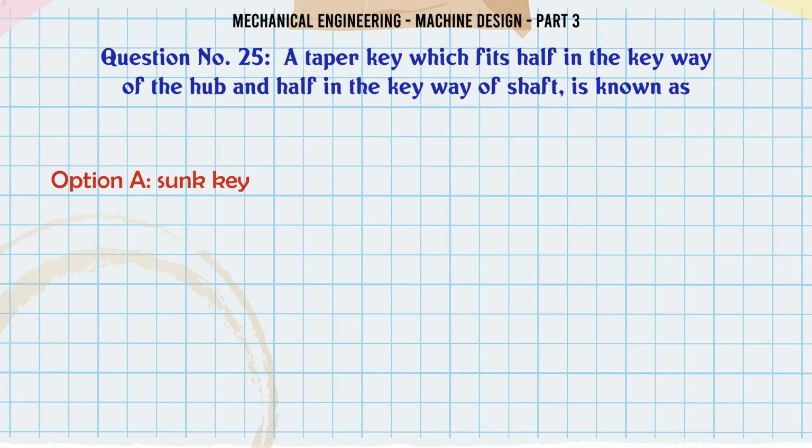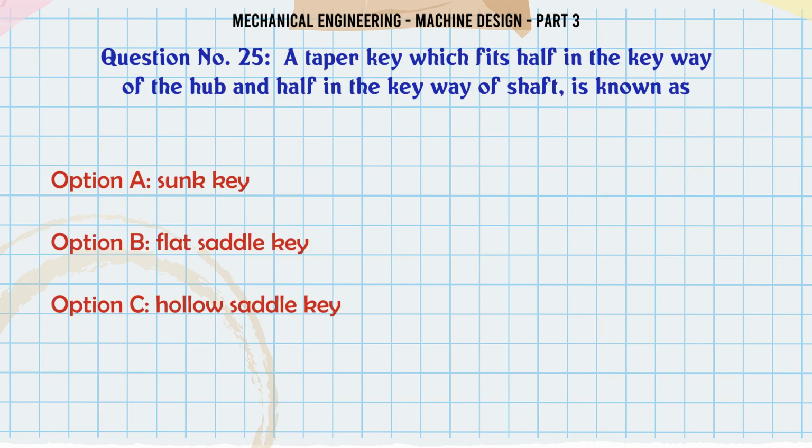A taper key which fits half in the keyway of the hub and half in the keyway of shaft is known as A. Sunk key, B. Flat saddle key, C. Hollow saddle key, D.